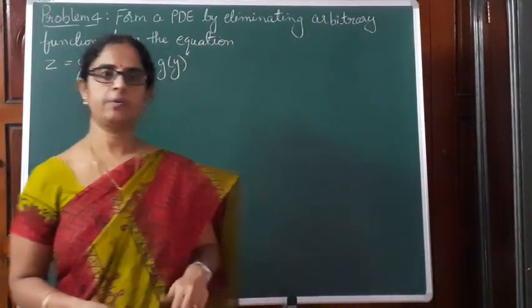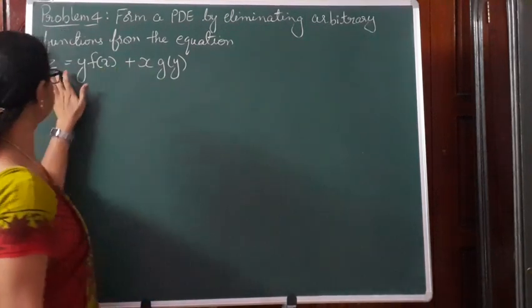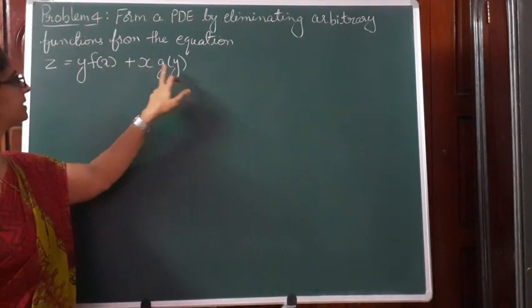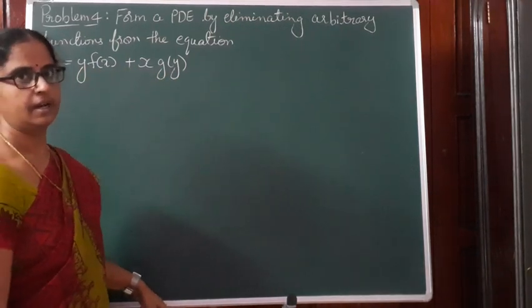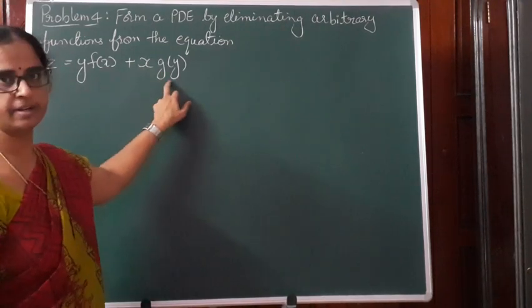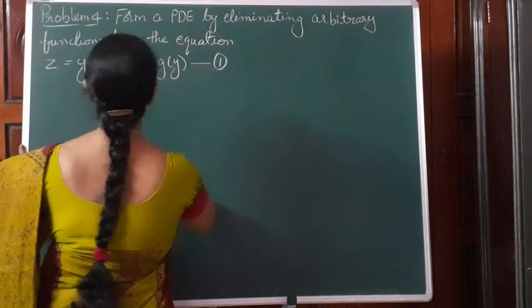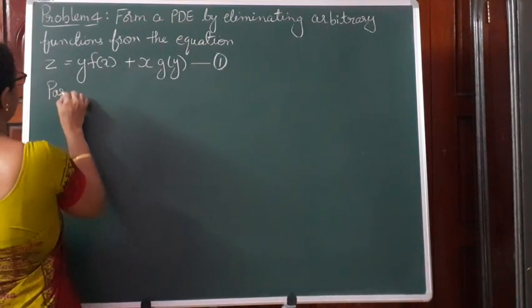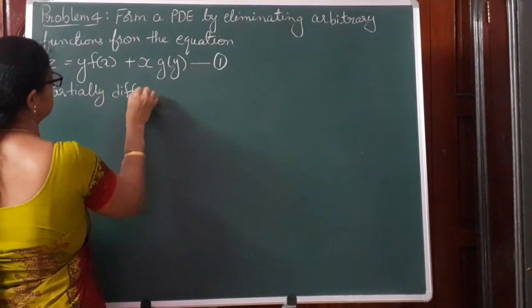We look into another problem having two arbitrary functions f and g. Here we are given the equation z = y f(x) + x g(y), where f and g are arbitrary functions. Now we are asked to form a partial differential equation by eliminating the arbitrary functions f and g. So the procedure is usual. We partially differentiate first with respect to x.